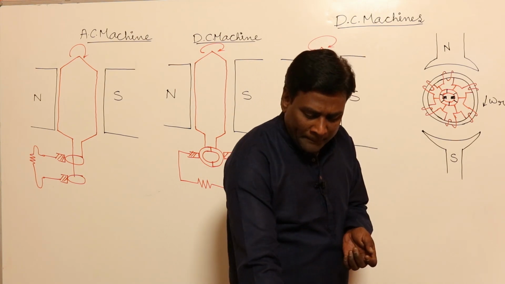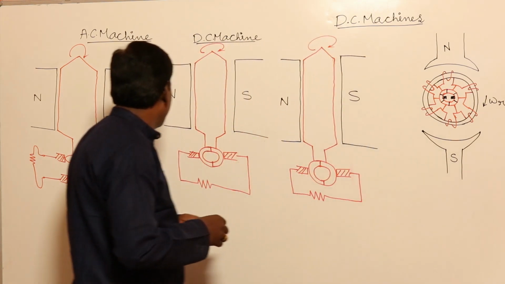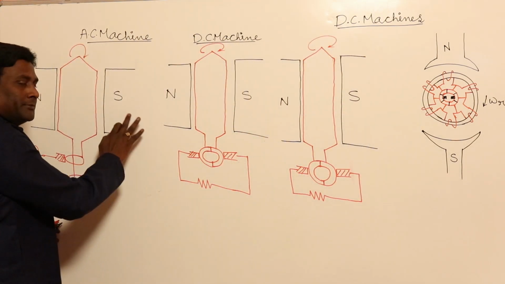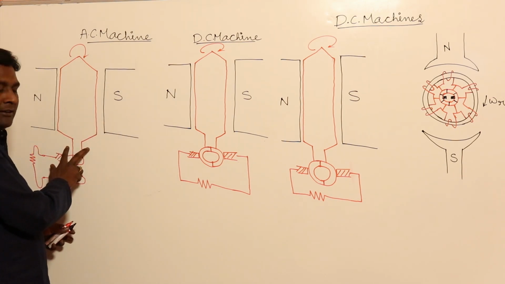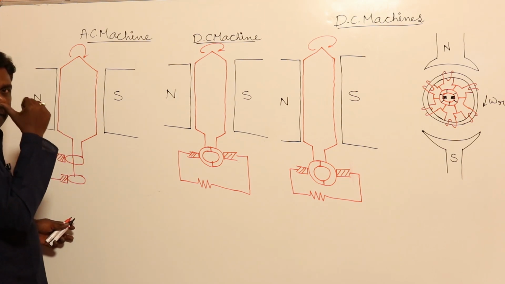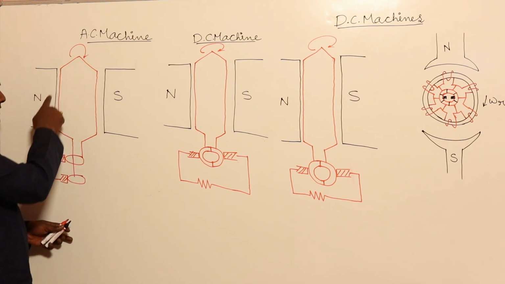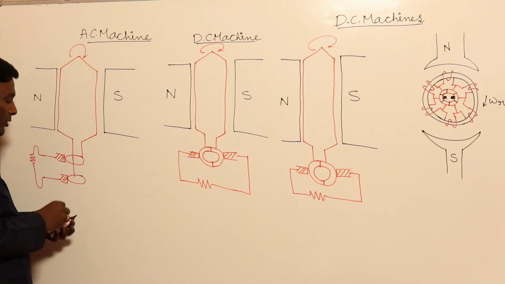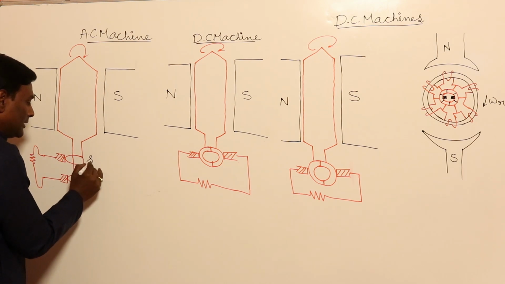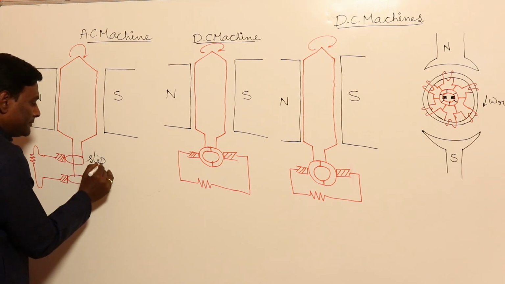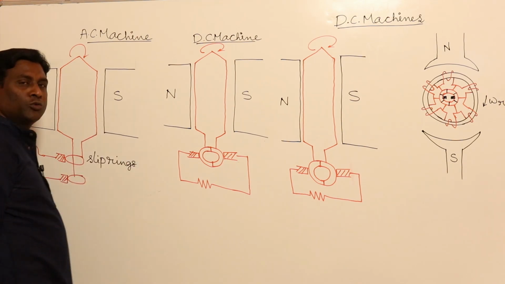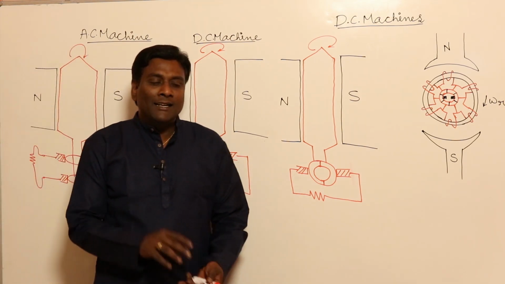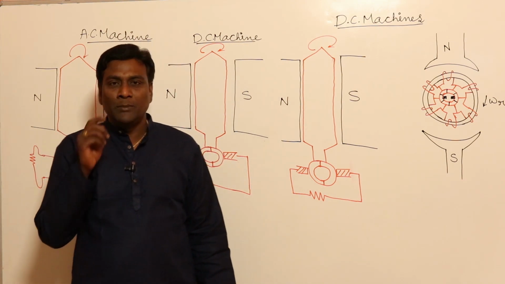Fundamentally, if I see, these are the two poles. In between these two poles, let me have a coil and let me rotate the coil. For example, each coil side is connected to one slip ring. So these are going to be slip rings. Fundamentally, induced voltage is going to be AC only. That AC will be converted into DC by the commutator.